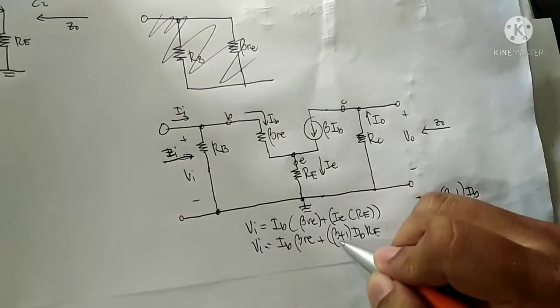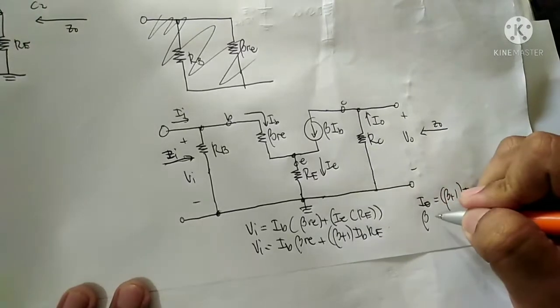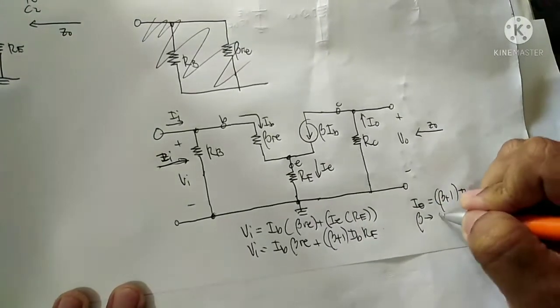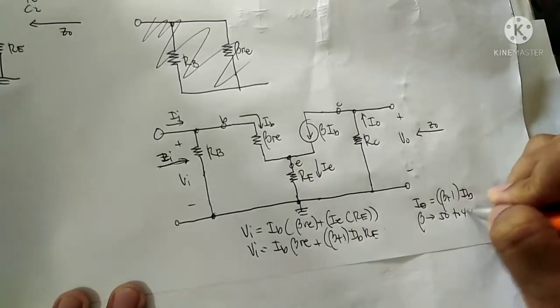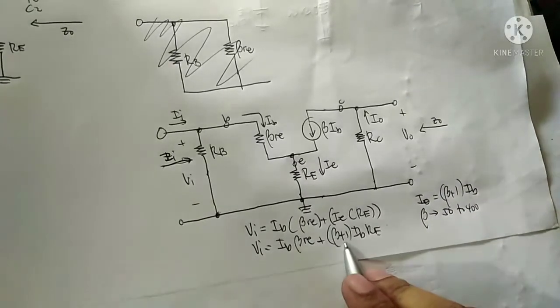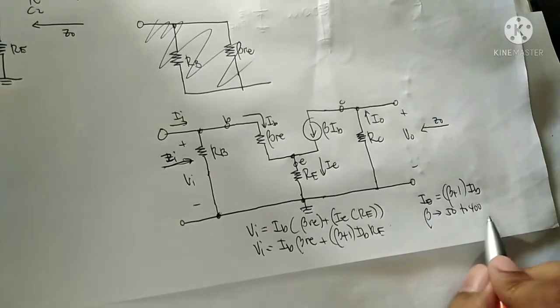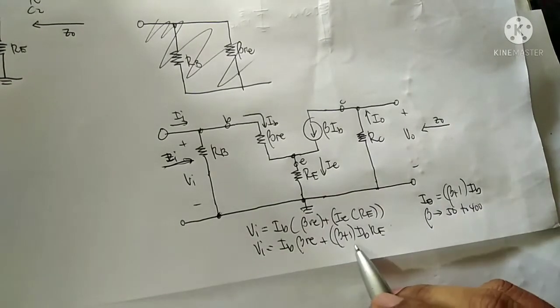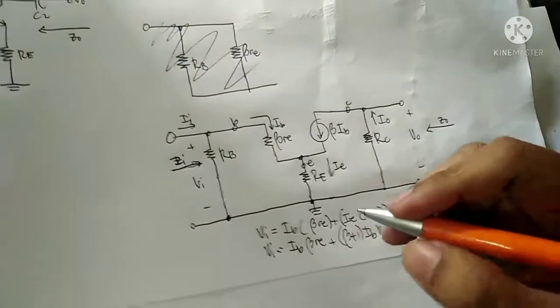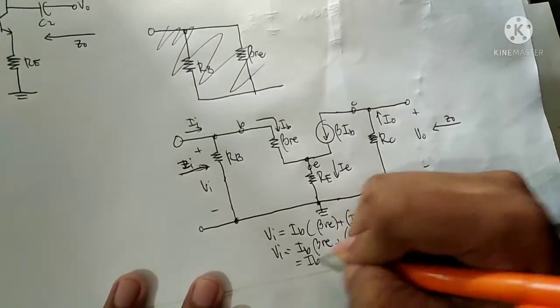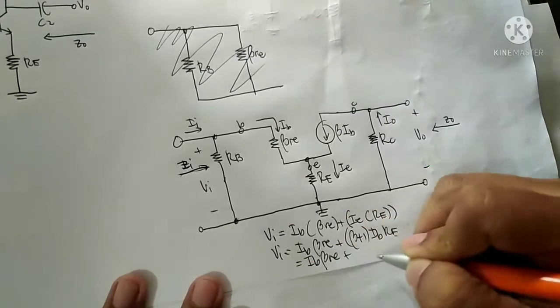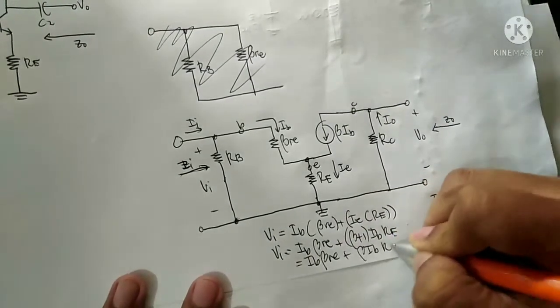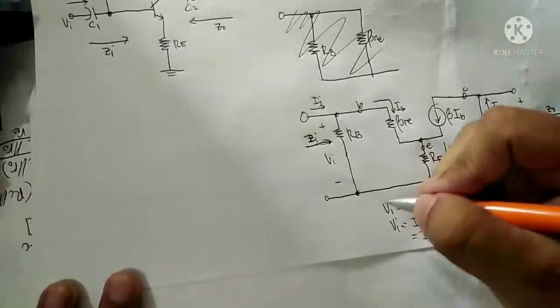As you can see, beta plus 1, quick recap, the range of beta is 50 to 400. If you compare these values to 1, 1 is a very small number, so we can neglect 1. Therefore this will be ib beta re plus beta ib RE.